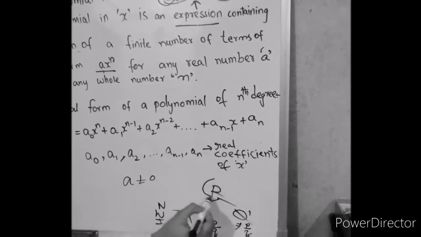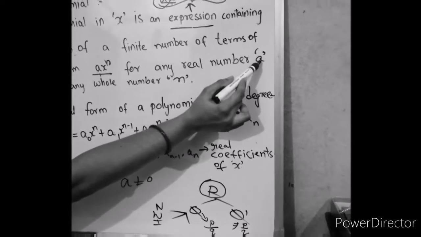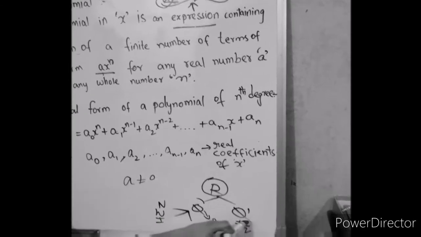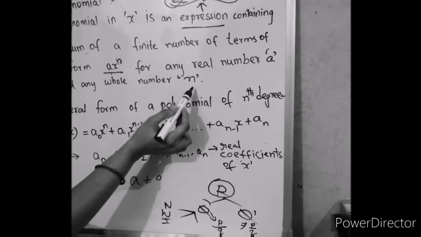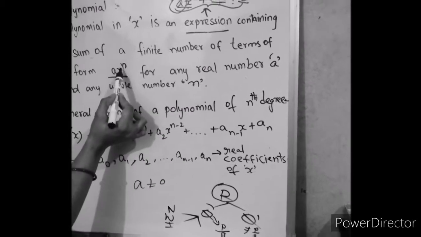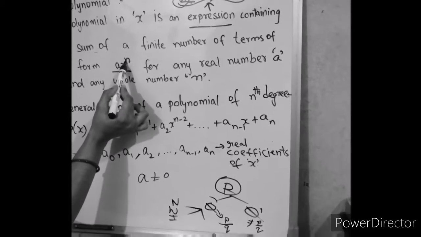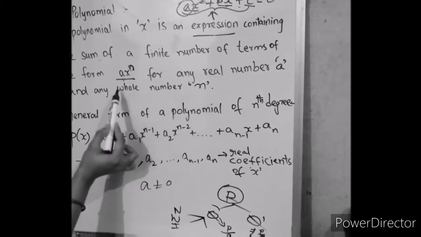Okay, so the real number here, which is called a, we are going to take as always a real number. It may be a rational number or an irrational number, and any whole number n. See here, what is n in the definition? It is the power of x. Here n is the power of x and n is a whole number.